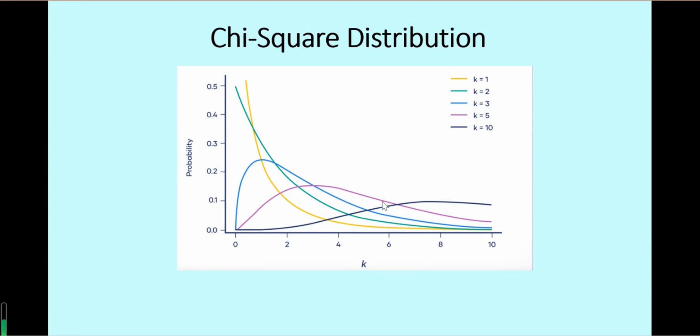This figure shows several chi-square random variable density curves with different degrees of freedom. For K equals 1, this line. And for K equals 2, this one. For K equals 2, actually, it is an exponential distribution.